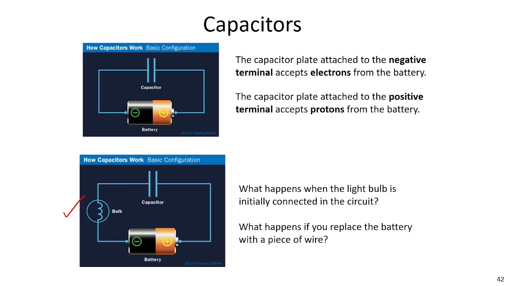After that, if you replace the battery by a piece of wire, you make a short circuit here. The capacitor will discharge to the lamp, and the lamp will turn on, right? Until it's discharged. Okay, the lamp will be off. It is a property of the capacitor.